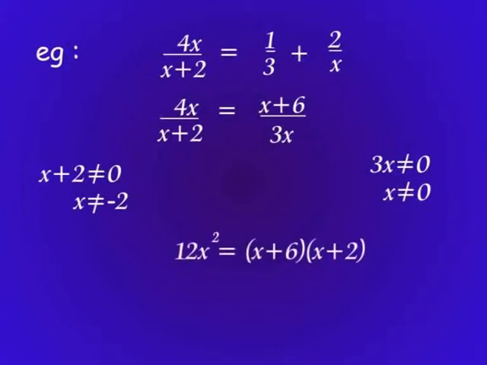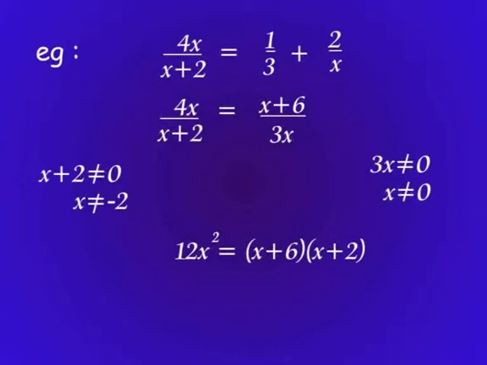Now I'm going to move on to rule 3, multiplying out the denominators. What I mean by that is, look at the left-hand side. To get rid of the x plus 2, I'm going to have to multiply the left-hand side by x plus 2 over 1. What I do to the left-hand side, I have to do to the right-hand side, so that's going to become x plus 6 over 3x multiplied by x plus 2.